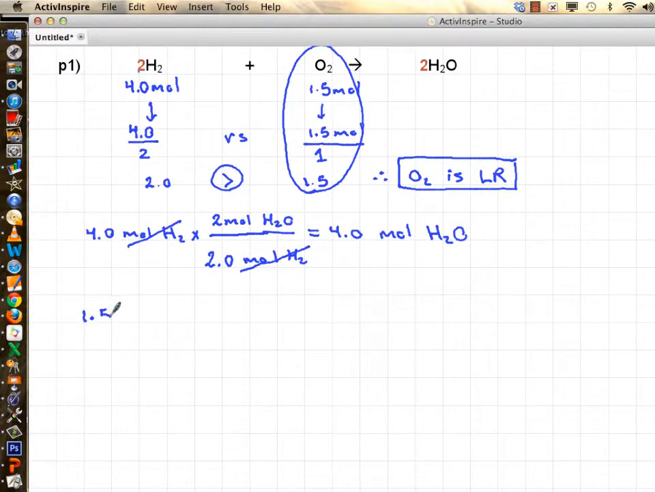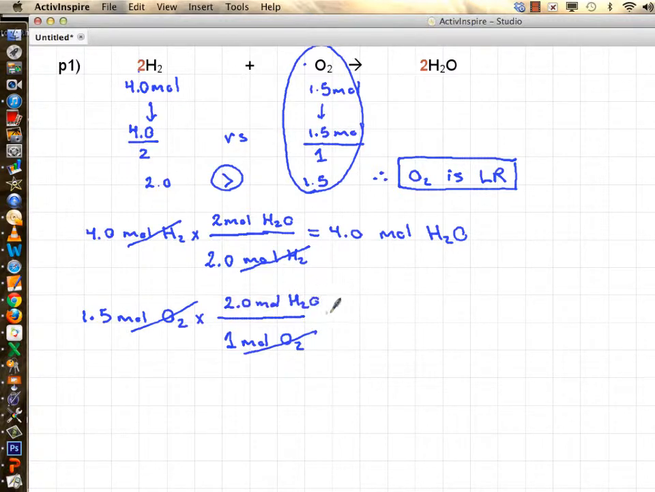Let's do the same treatment for oxygen. I have 1.5 moles of oxygen. I will go to my balanced equation and look at proportionality. I see a coefficient of 1 for oxygen versus 2 for H2O. I put oxygen below in the denominator, 1 mole of oxygen, cross them out, 2 moles of H2O in the numerator. The final answer will have the units on the numerator of the last ratio. 1.5 times 2 divided by 1 is 3, and you produce 3 moles of H2O.